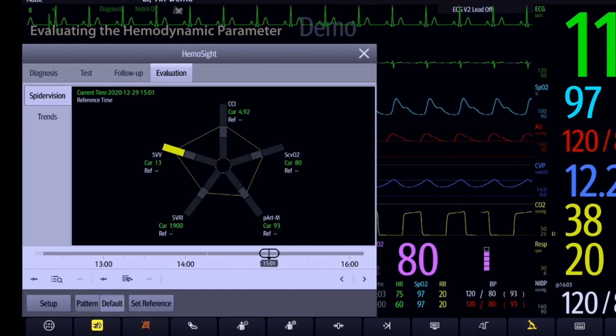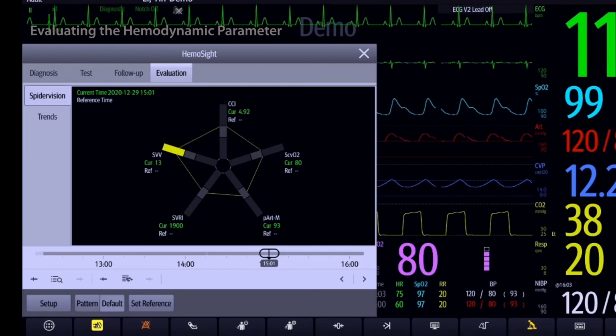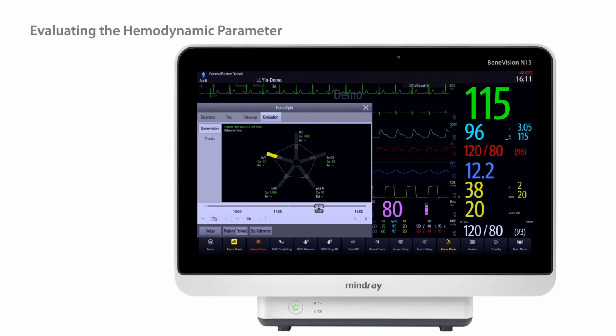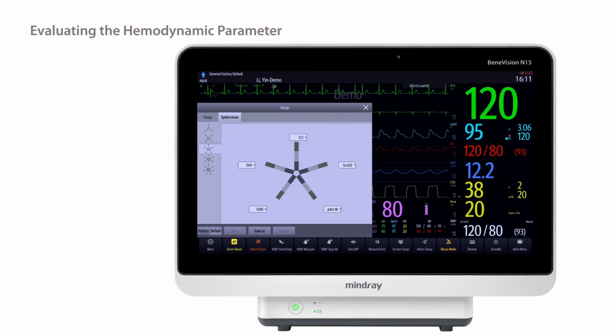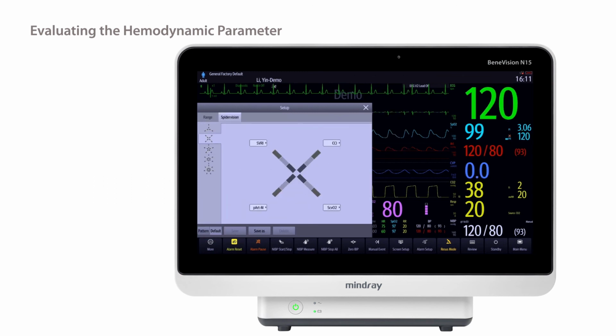The outer segment will be highlighted when the corresponding parameter value exceeds the upper limit. The inner segment will be highlighted when its corresponding parameter value exceeds the lower limit. The middle segment indicates the parameter is within the normal range. The structure of the spider vision can be customized in the setup, and the parameter for each leg can be selected accordingly.